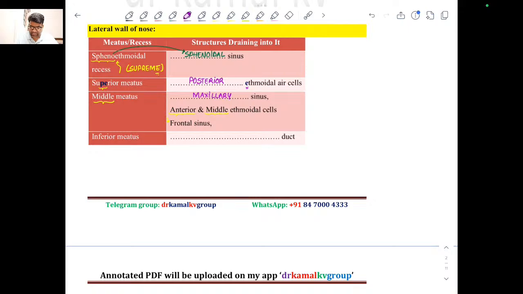Now, can anyone tell me which duct opens into the inferior meatus? Which duct opens into the inferior meatus? I am waiting for your answers. Very good. So this is the nasolacrimal duct.